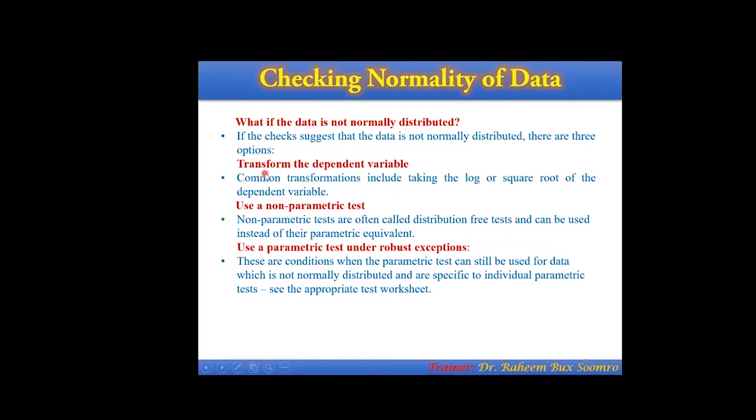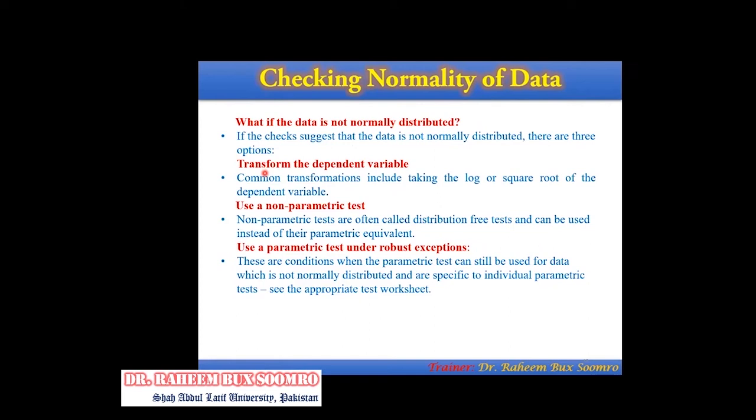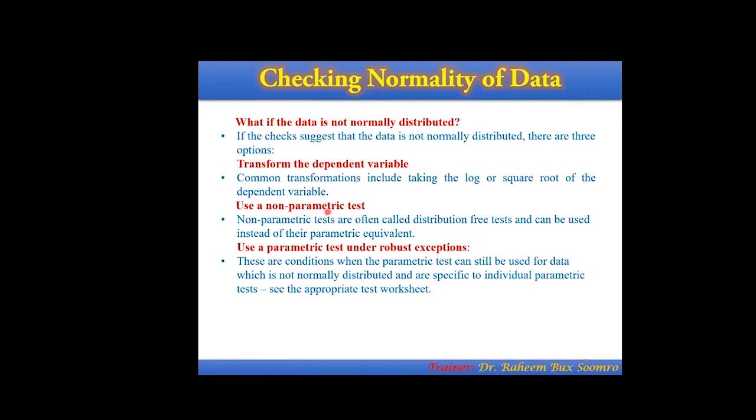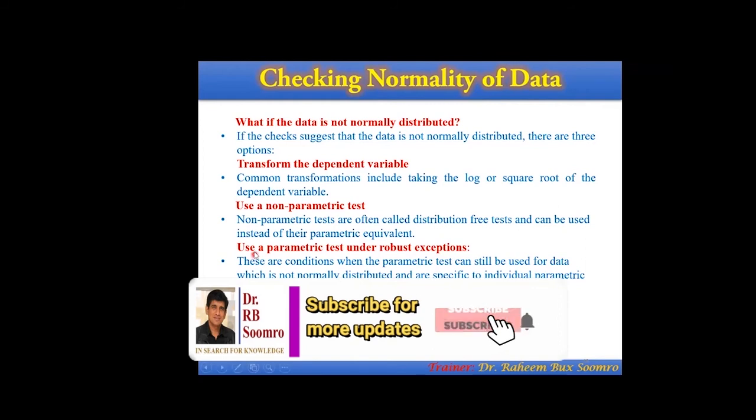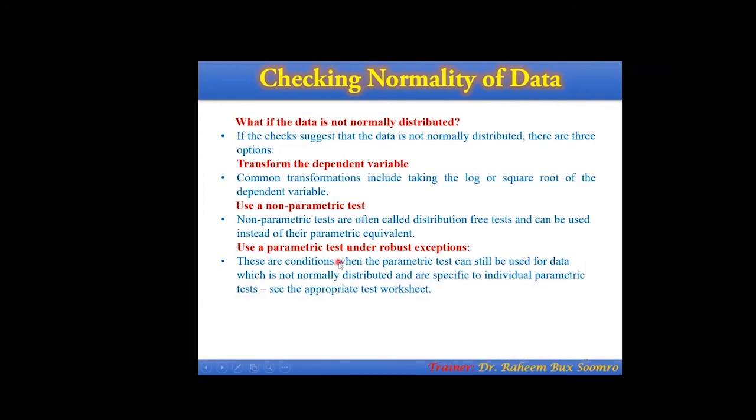Transform the dependent variable. Only the dependent variable you can transform, not the independent variable. How to transform? Three tools are there; in the next slide, I will discuss. Then use a non-parametric test, as I showed you in the two tables, one parametric and another non-parametric. Any test from the non-parametric you can apply if your data is non-normal. The third thing is that even if it is necessary to apply the parametric test even though your data are non-normal, then please provide some justification for why you are applying this technique.